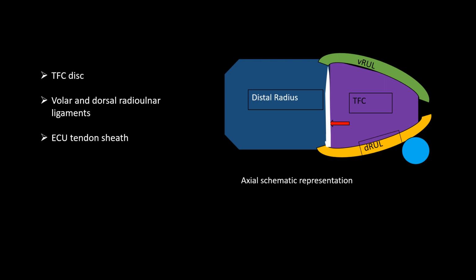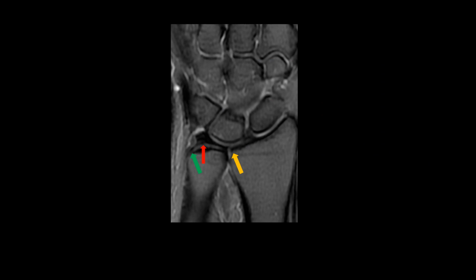The small round blue color structure adjacent to the dorsal radio-ulnar ligament is the extensor carpi ulnaris tendon, and its sheath is also a component of the TFCC. Let's have a look at the normal TFCC and its components on the MRI images.